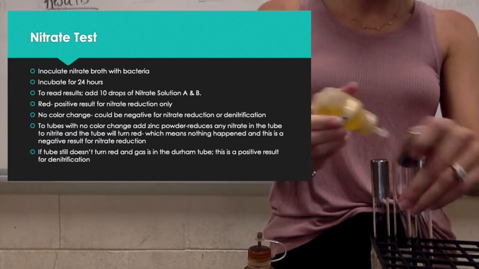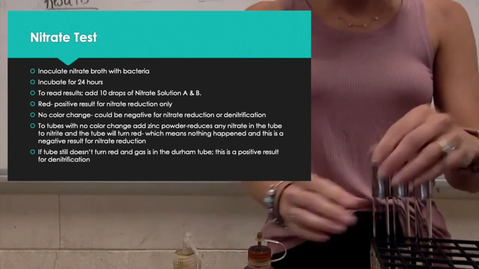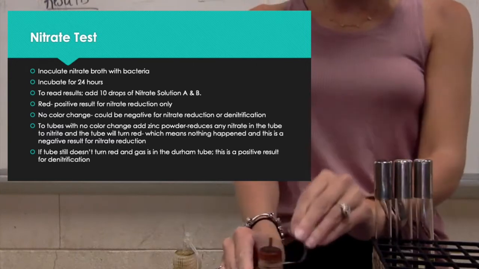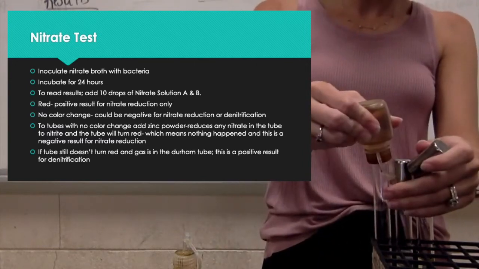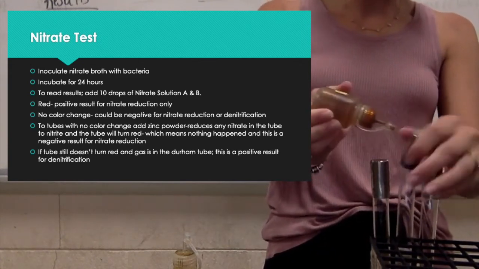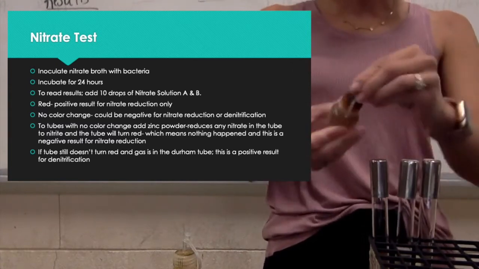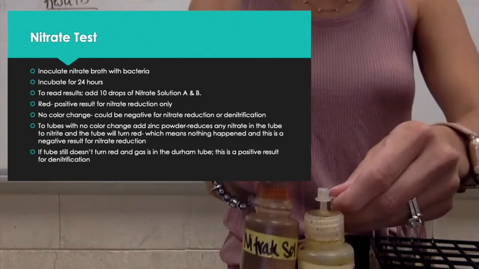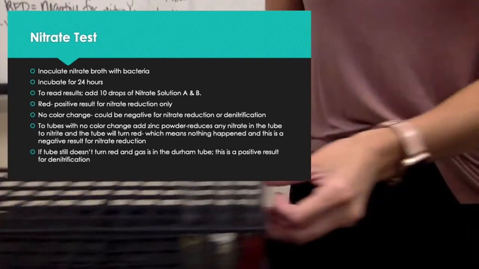Now this is reacting with nitrite. So if there is any nitrite in the tube, these two solutions are going to react and give you a red color, if there's any nitrite. So let me repeat myself on that. These two reagents, A and B, react with nitrite.